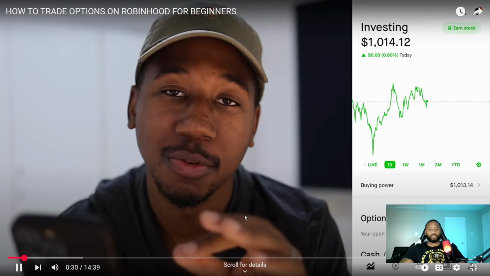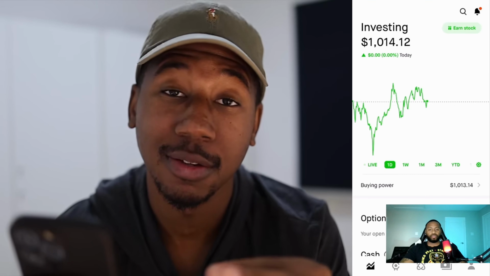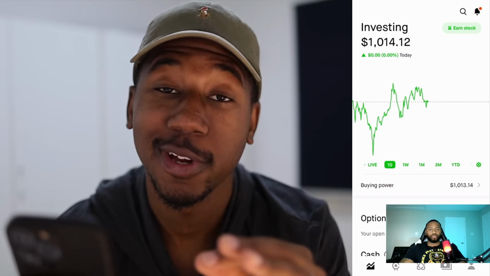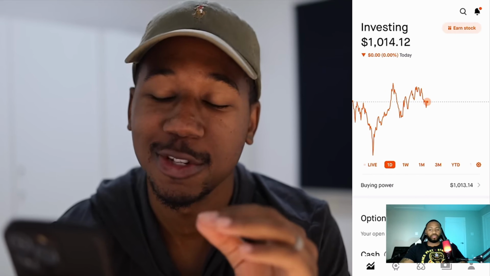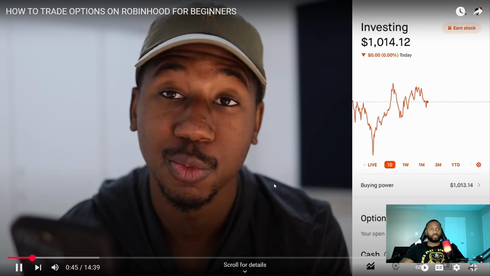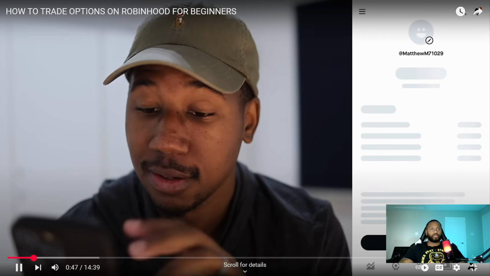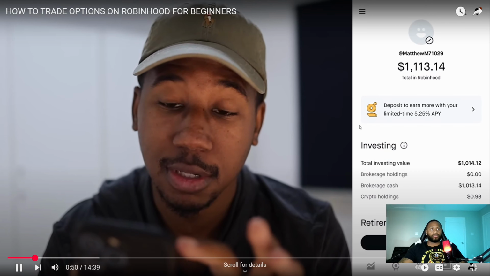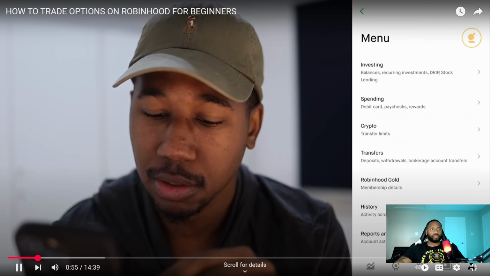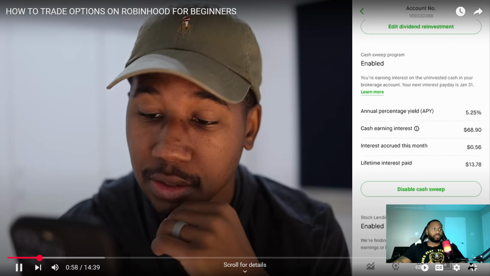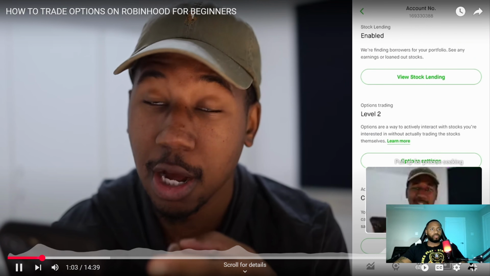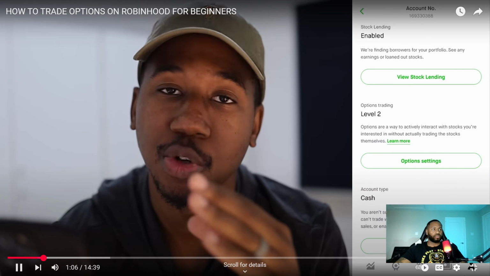All right, so here we are in the Robinhood app, and if you haven't already, the first thing you're going to want to do is make sure that your account is even set up to trade options. In order to do that, click on this little guy at the bottom right. Then click on the three little lines at the top left. Then I believe go to investing, scroll down, and right here it says options trading level 2 for me. There are multiple levels for that.